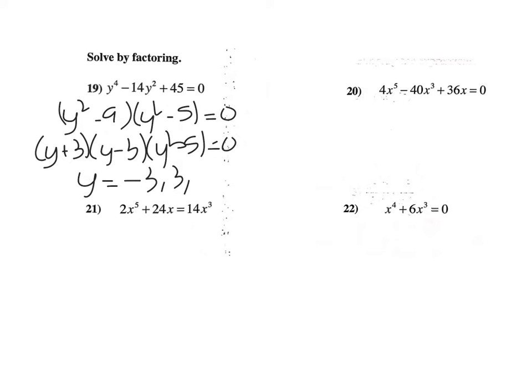Now the y squared minus 5 I'm going to bring over here to the side. Move the 5 to the other side, take the square root, and I'll get plus or minus the square root of 5. So that's the other two answers. So I get plus or minus 3 and plus or minus the square root of 5.